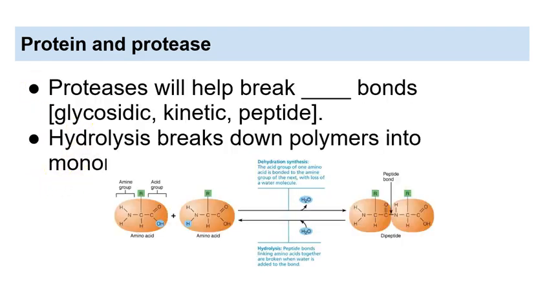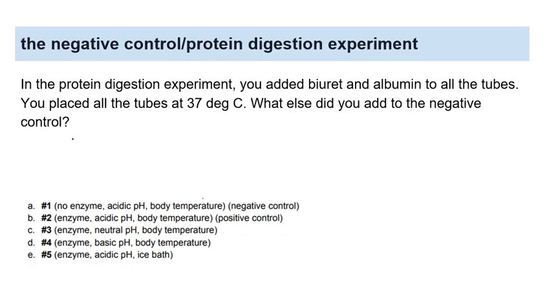Okay, another concept related to the protein and protease. Proteases will help break down the peptide bonds that we can see between the amino acids, and hydrolysis is the reaction which breaks down the polymers into the monomers. So make sure you know these two terms: the peptide bonds which the proteases can help to break down, and also hydrolysis, the process which can break down the polymers into the monomers.